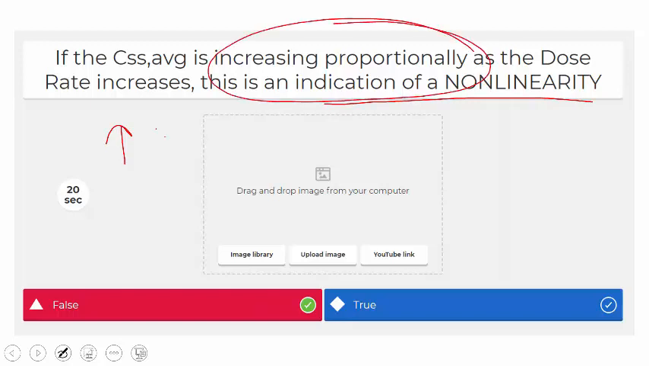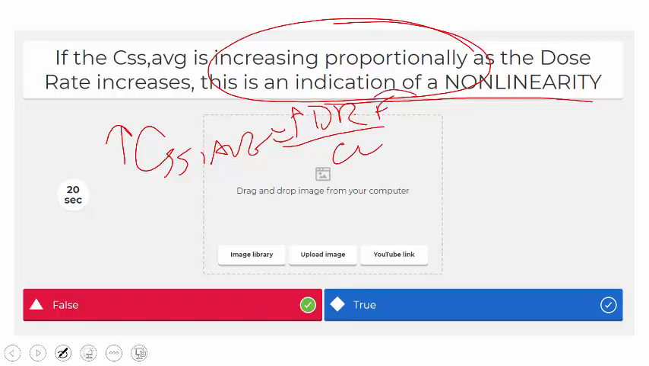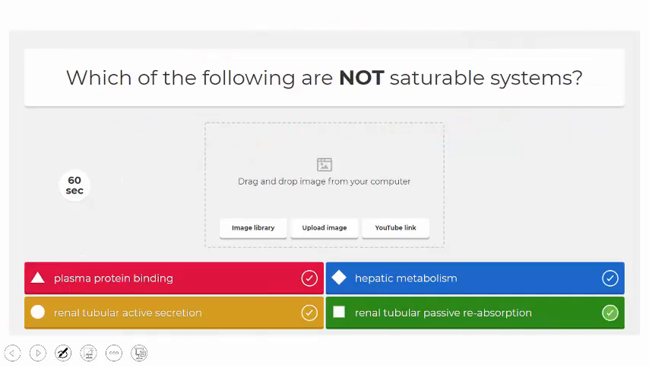Increasing proportionally? No, that's expected, isn't it? CSS average will increase proportionally with dose rate as long as bioavailability and clearance are linear. So this is false, right? Because this is describing a linear situation.